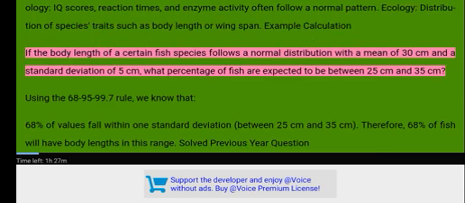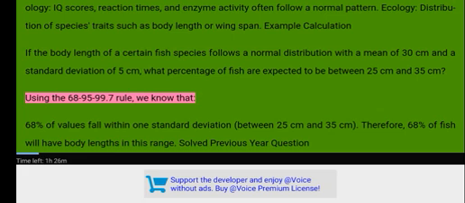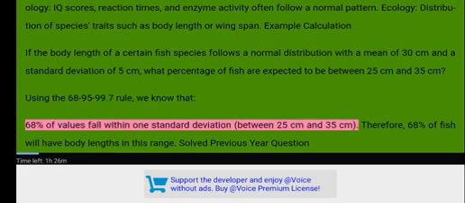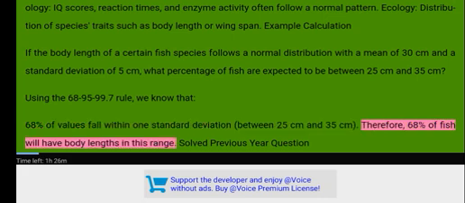Example calculation. If the body length of a certain fish species follows a normal distribution with a mean of 30 centimeters and a standard deviation of 5 centimeters, what percentage of fish are expected to be between 25 centimeters and 35 centimeters? Using the 68-95-99.7 rule, we know that 68% of values fall within one standard deviation, between 25 centimeters and 35 centimeters. Therefore, 68% of fish will have body lengths in this range.